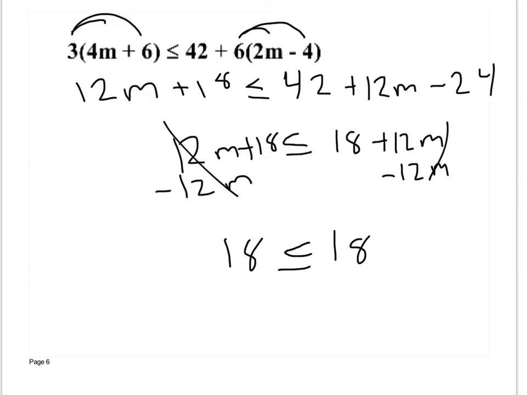So, it's a true statement. You just put true? No, you'd actually write all real numbers. Why can't we just put true? Because it's not asking whether it's true or not, it's asking what is m. And m is all real numbers.